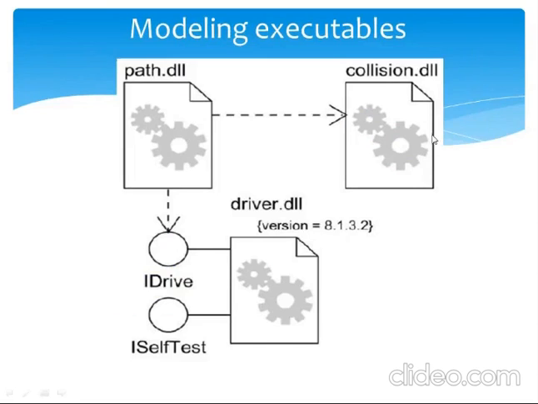If you see this part.dll, it depends on the collision.dll library file. DLL means dynamic link library, and it is also dependent on the interface IDrive. This driver.dll, which has version number 8.1.3.2, implements two interfaces: interface IDrive and interface ISelfTest. So this is how we model executable files, exe files.